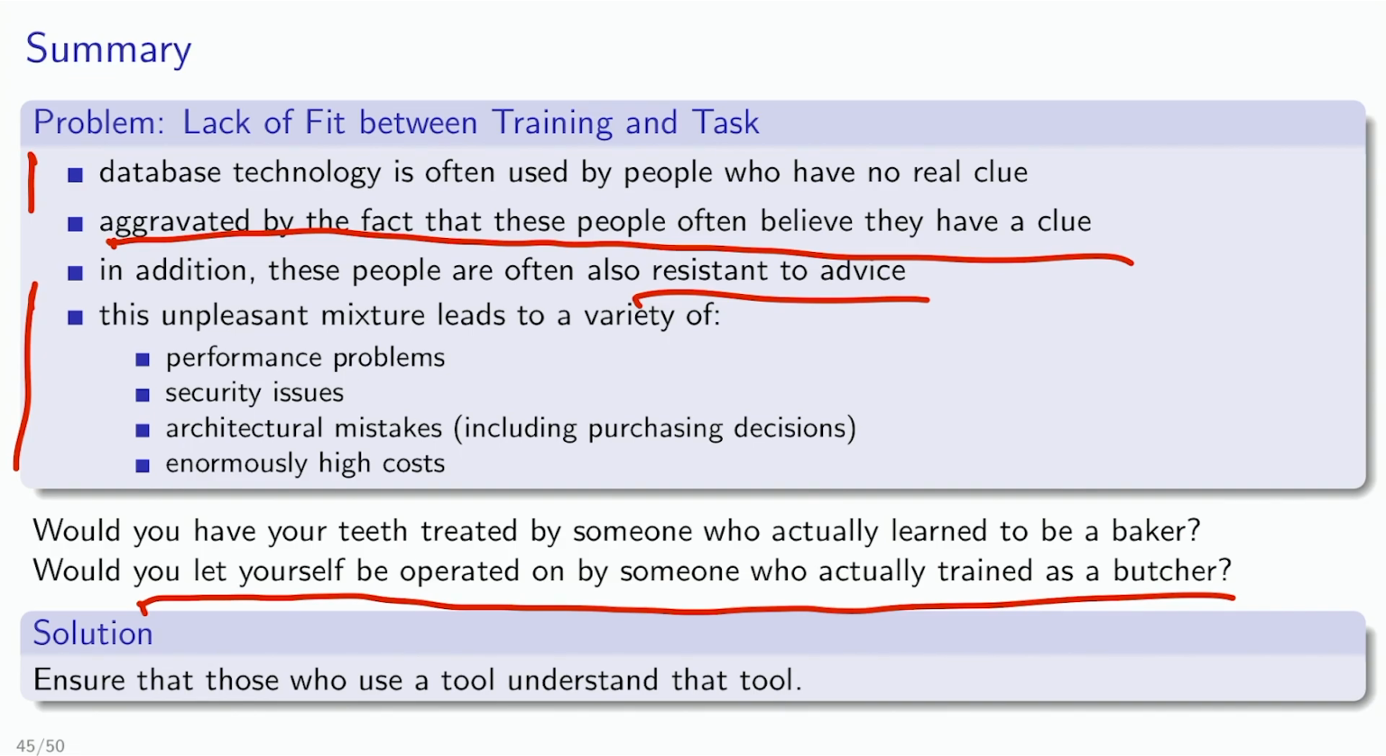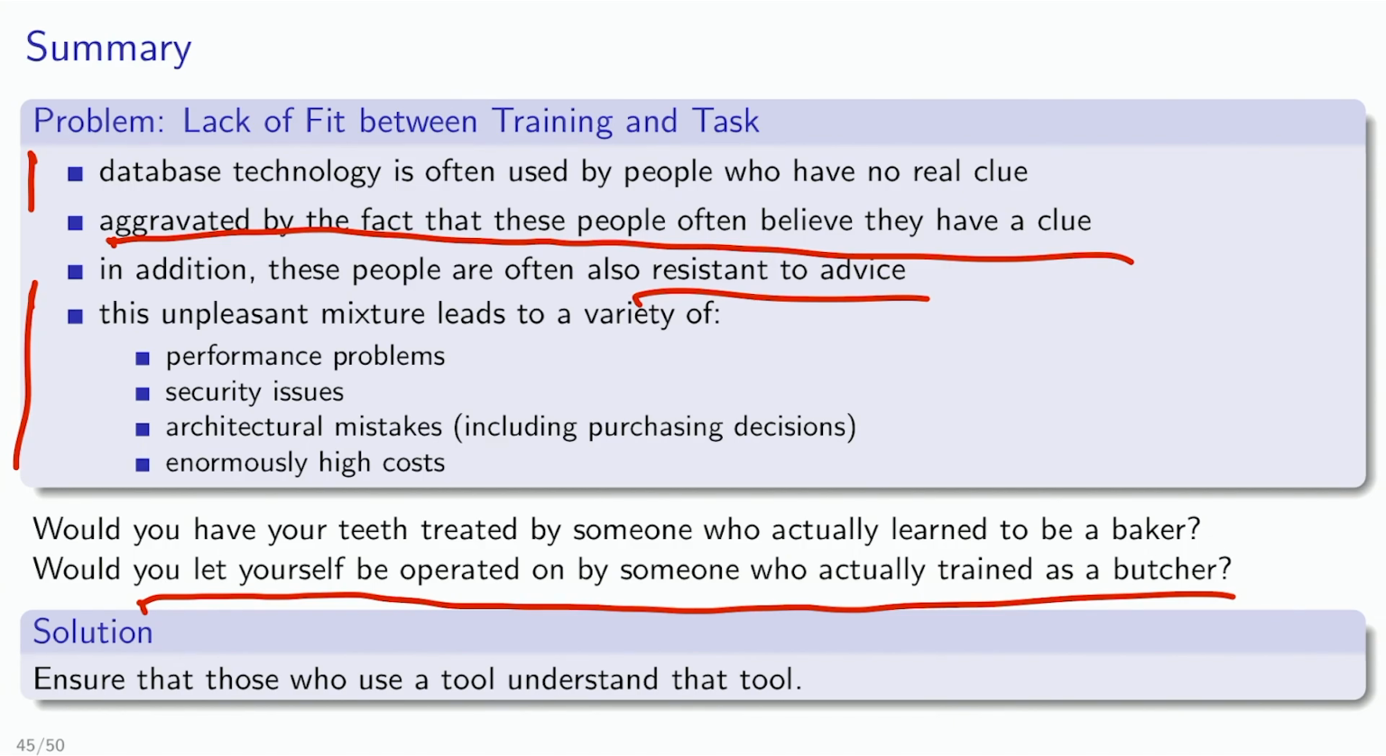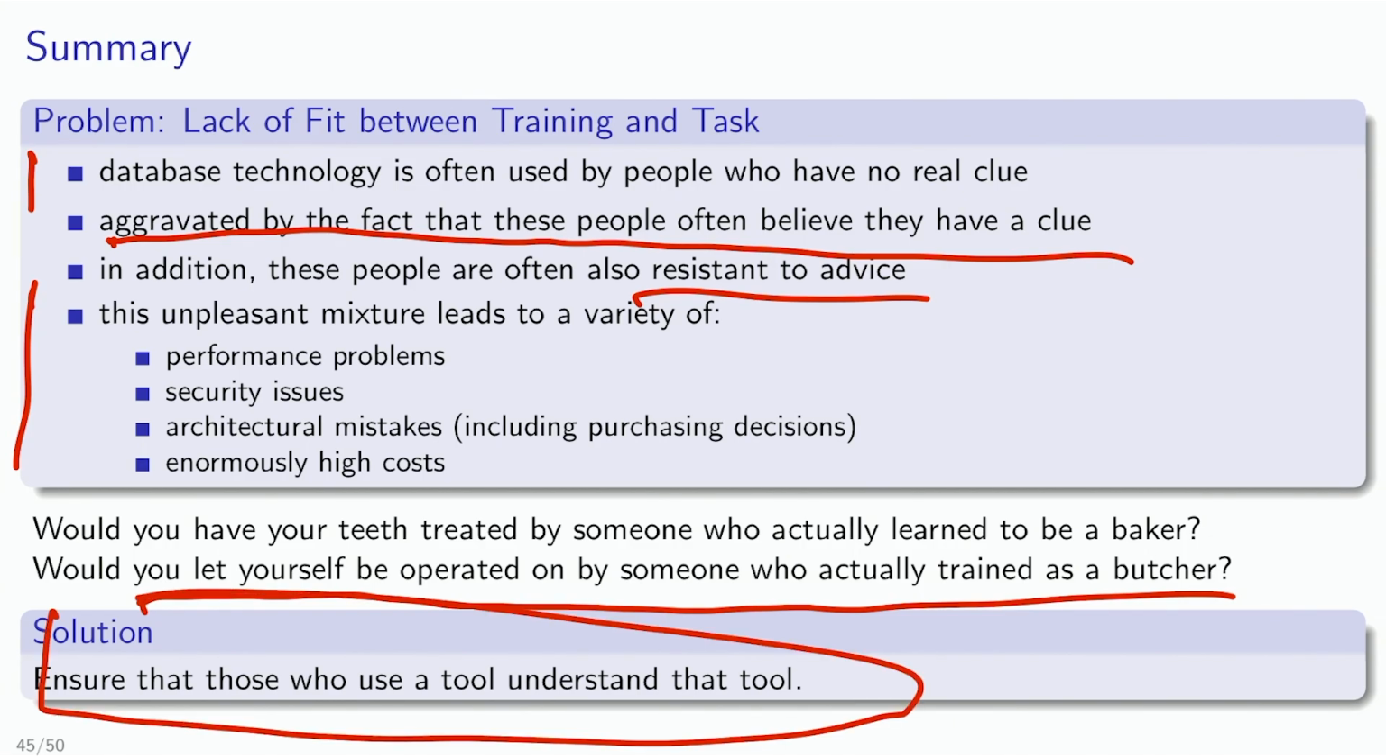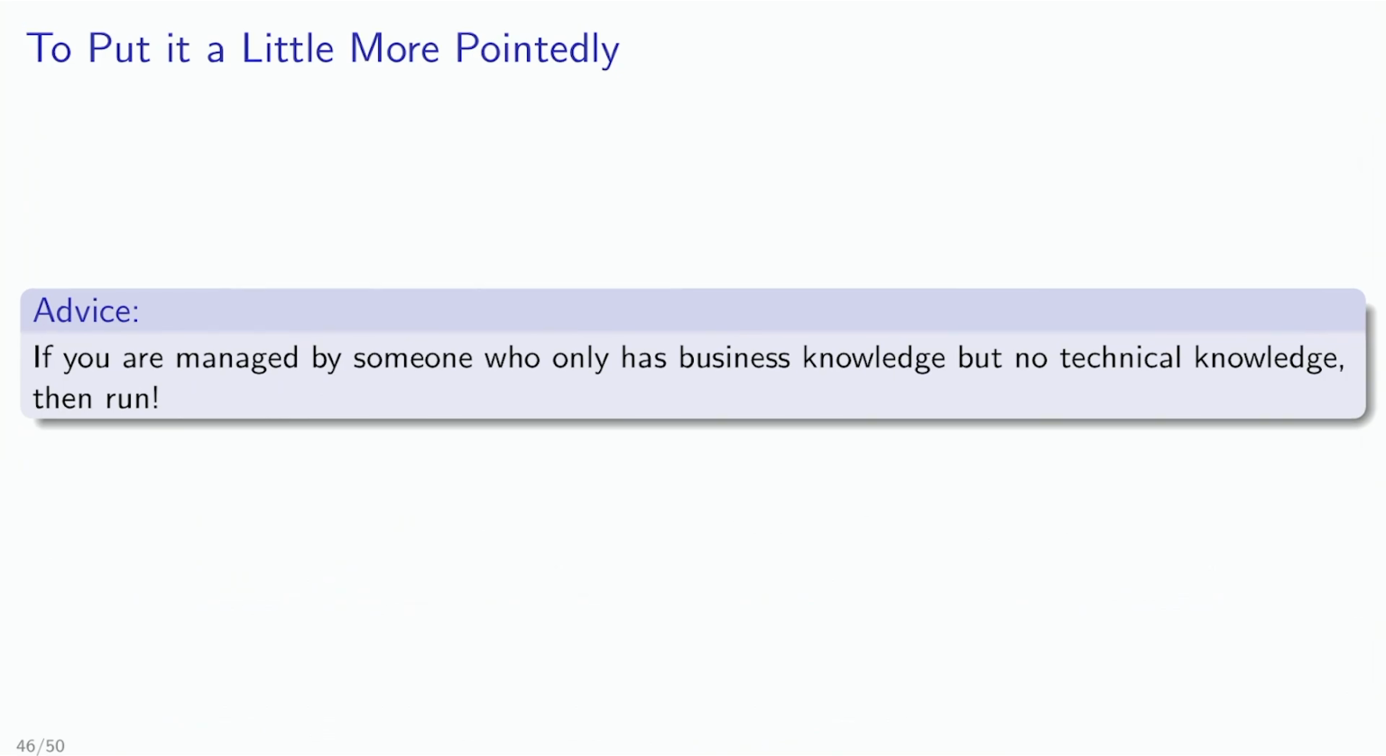I have a very strong opinion that people who build systems and software should have a very, very strong education to know what they're doing. You should ensure that those who use the tool understand that tool. And my advice, a bit more pointedly, is if you are managed by someone who only has business knowledge but no technical knowledge, then run, because the project is not going to fly. It's not going to work. I think in computer science, it's super important that managers have technical skills and maybe get their hands dirty and program as well. I also program in our project.